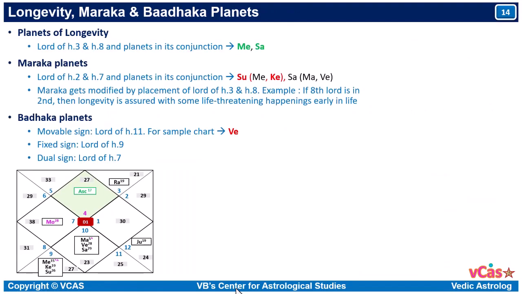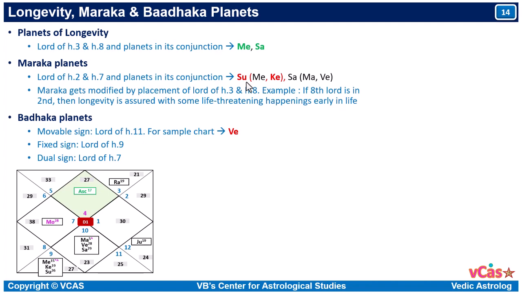The lords of the 3rd and 8th houses are called planets of longevity. In the sample chart, these are Mercury and Saturn. Lords of the 2nd and 7th houses are known as Markesh. So the planets that are placed with these Markesh are also called Maraka planets. In this chart, Sun and Saturn are the Markeshes.